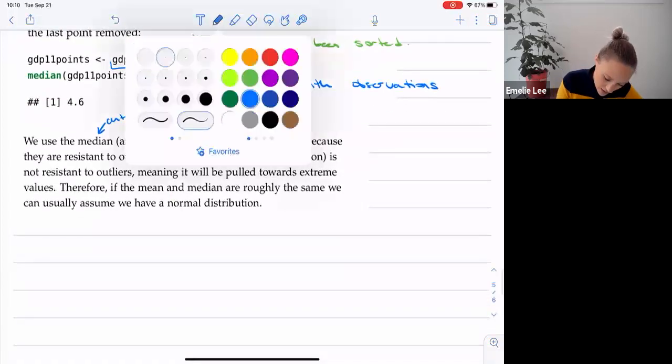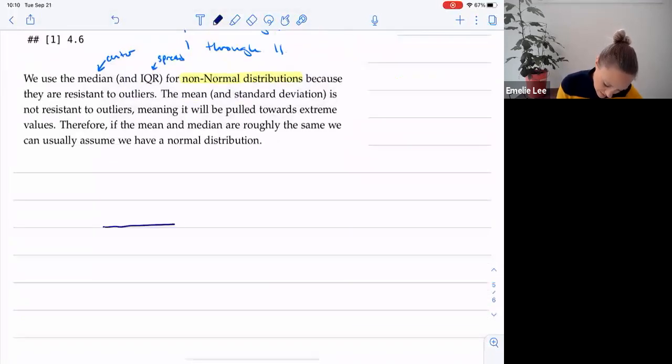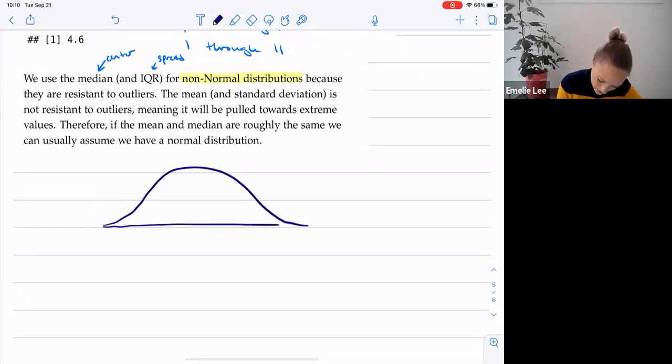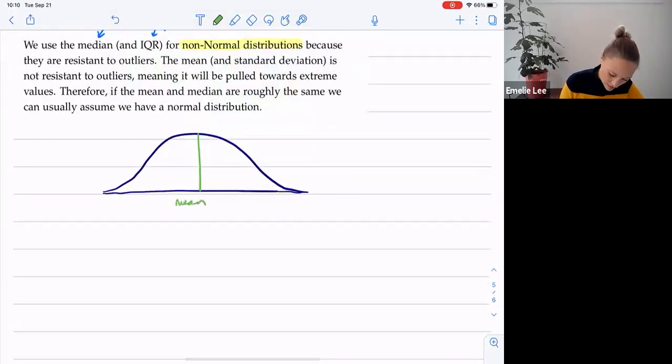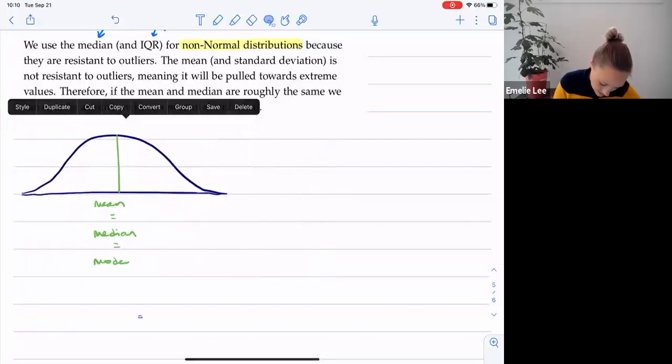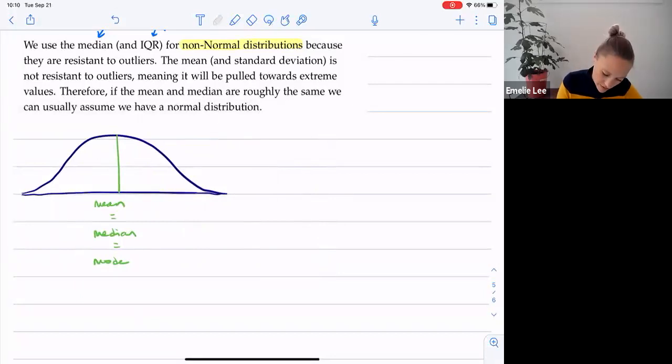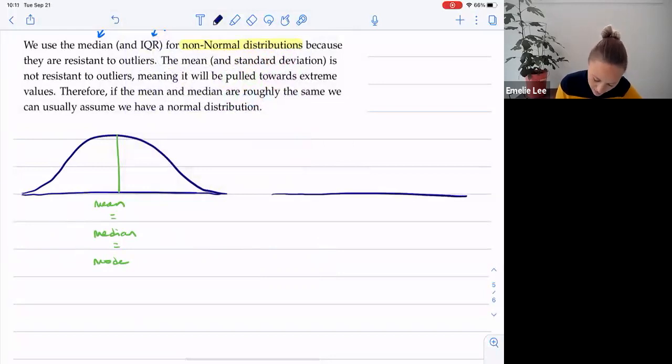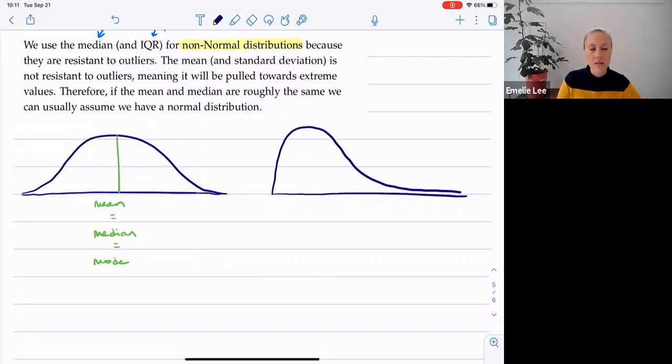I'm pretty sure I've drawn this earlier, but now that we've seen them all in action, we can draw them out. Here in the center, if we have a normal distribution, we have the mean, which is also the median, which is also the mode. Maybe I'll bump this over so I can do them side by side. Whereas if I have a clearly skewed distribution like that, what's going to happen is that we have these extreme values.